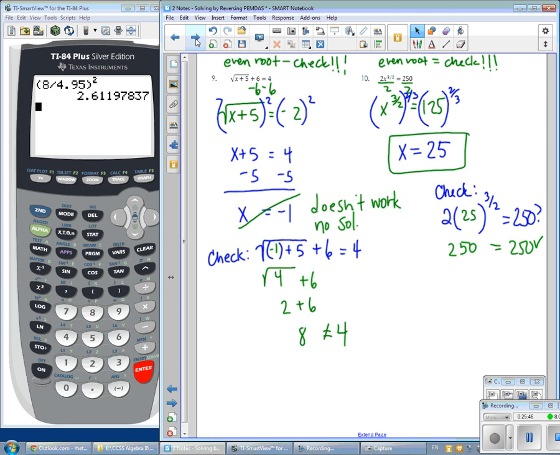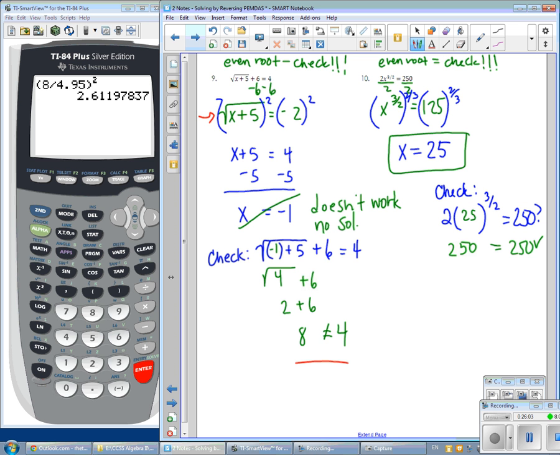And notice that when we get to this line right here, we have the square root of something equals something negative. Right then and there, you should know something's not right. It's not going to work. But even if you get through the whole problem, when you check your answer, you'll find that it does not work. And so you need to make sure that you say that there's no solution.